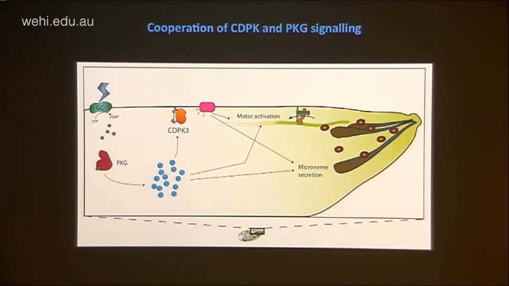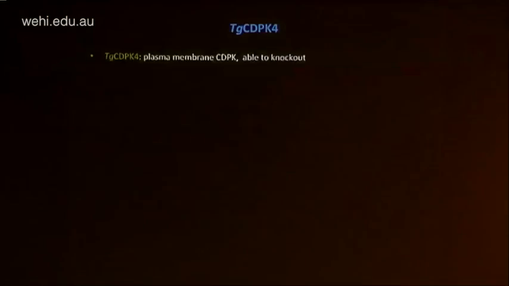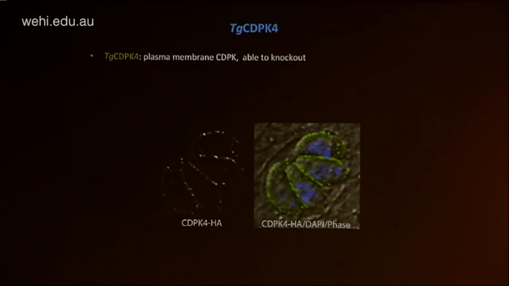Yeah, so PKG and CDPK3 do act along the same pathway, but again, CDPK3 is probably acting as some kind of amplifier. At the same time, we were interested in another kinase called CDPK4. CDPK4 also localized to the plasma membrane, and we're again able to knock it out very easily, but as far as we could tell from all previous assays we've done, it didn't do anything. It didn't have any role in egress or invasion or anything.